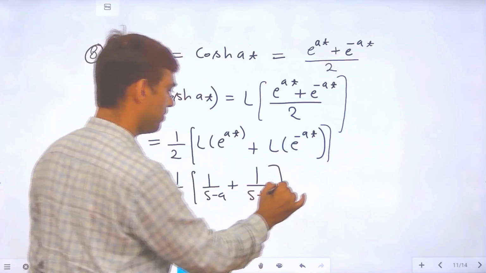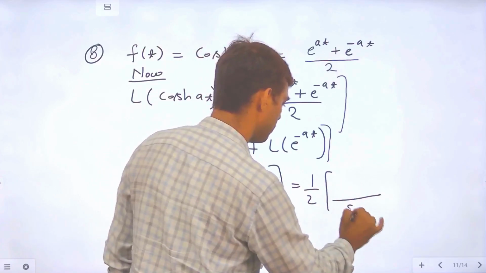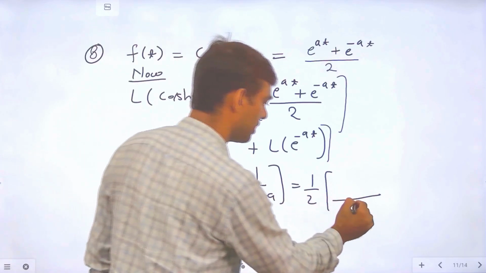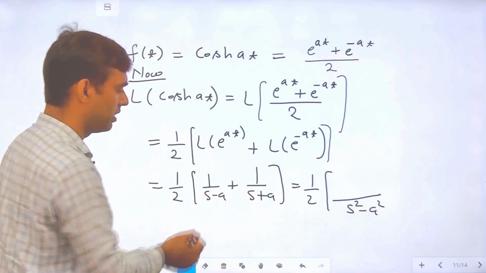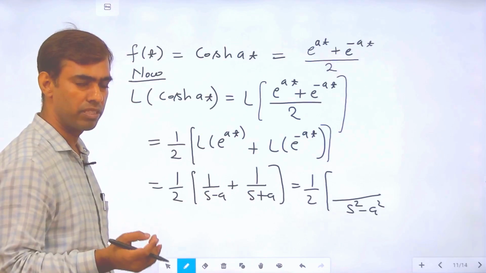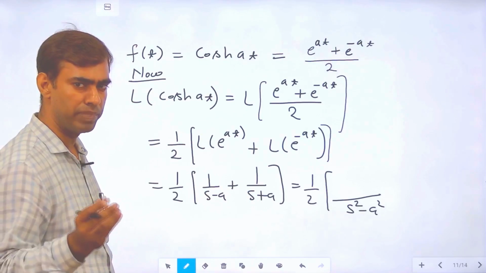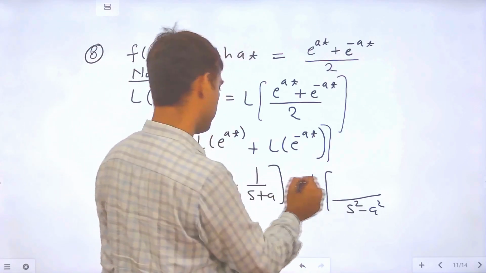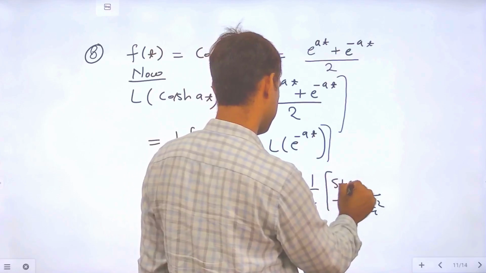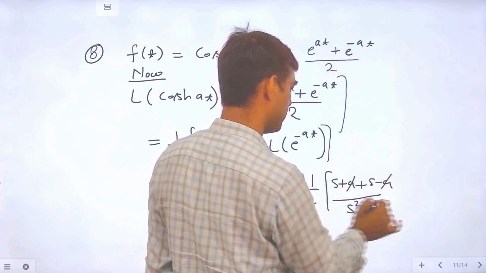After simplification this becomes 1 upon 2, and in the denominator this becomes s square minus a square, because s minus a into s plus a, using the formula a square minus b square equals a plus b into a minus b. In the numerator this becomes s plus a plus s minus a, and a cancels out.